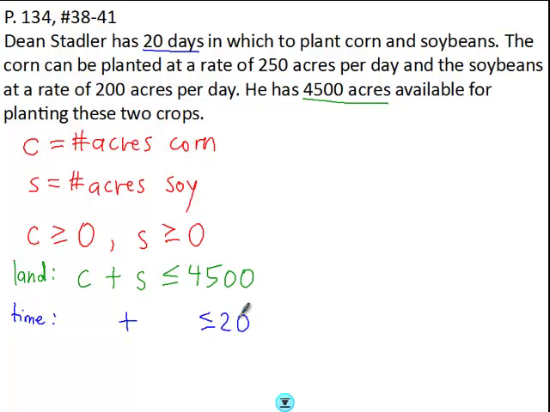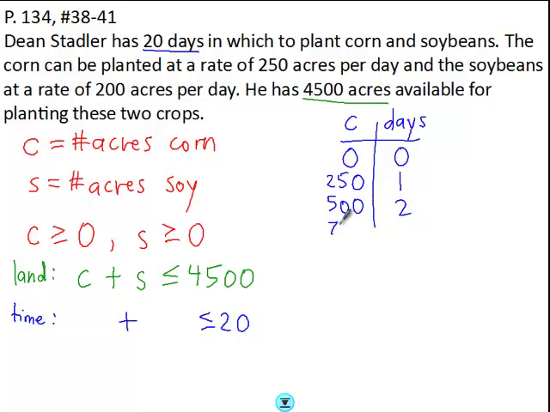Now, let's discuss how long it's going to take him to plant corn. I'm going to pick acres of corn that make it easy to work with, and then I'm going to figure out how many days it takes to plant that. If he planted no corn, it would obviously take 0 days. Let's see, 250 acres per day. What if he planted 250 acres of corn? Clearly that would take 1 day. What about 500 acres of corn? 2 days. 750 acres of corn would take 3 days.